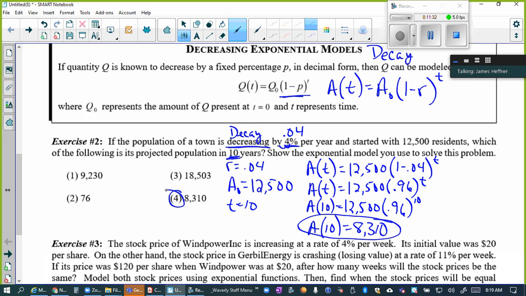Does anyone have any questions on exercise 1 or 2? How to plug things in, how to convert from percent to a decimal. We good with that?